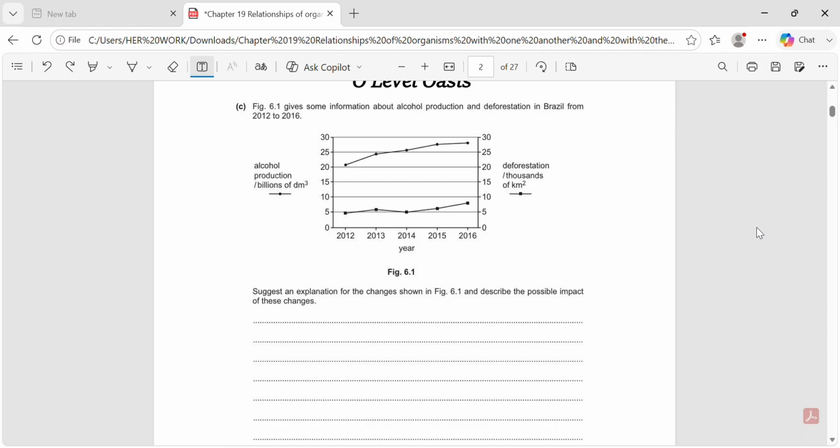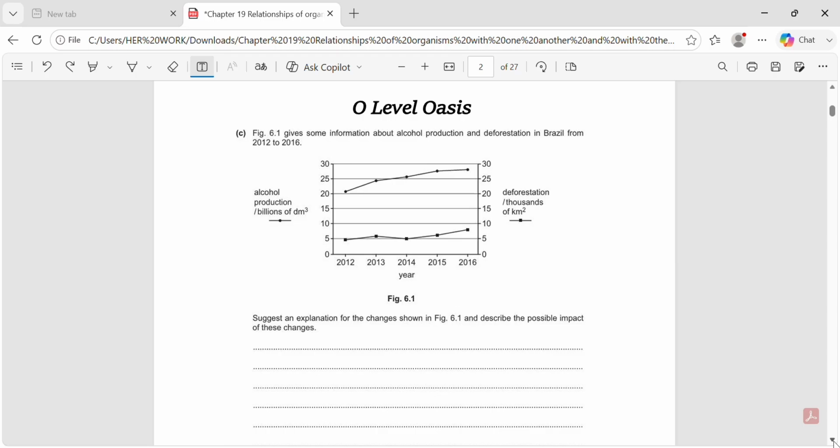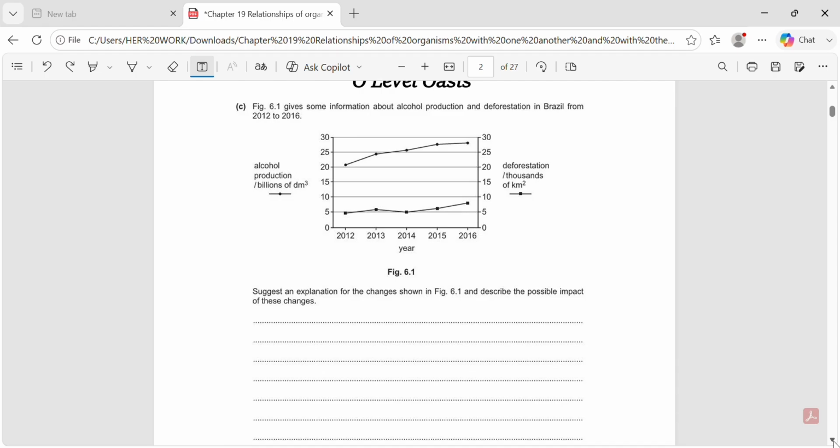The question asks, suggest an explanation for the changes shown in Figure 6.1 and describe the possible impact of these changes. Since this is a graph interpretation question, we first observe the trend and then explain it. As alcohol production has increased, so has deforestation. A likely explanation is that more forest land is being cleared to grow sugarcane for ethanol production. This results in the destruction of habitats, causing a decline in biodiversity. On the positive side, using ethanol as a biofuel reduces the need to burn fossil fuels. As a result, less carbon dioxide is released into the atmosphere, helping to reduce the greenhouse effect and slow down global warming.